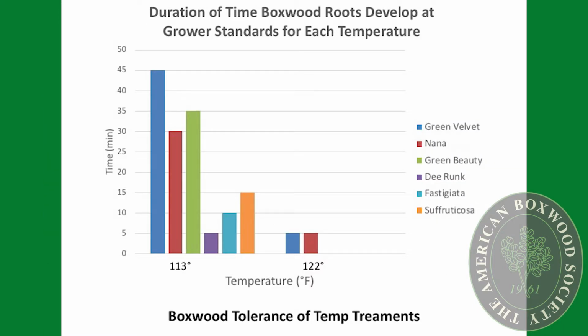Here's an example of the information comparing 113 Fahrenheit to 122 Fahrenheit, and you see more bars at the left than at the right, because at that 122 degree temperature, you really didn't get any rooting at all out of some of the plants. And you can also get a quick sense for some of the cultivars being really different from others. Your Green Velvet and the Nana and the Green Beauty are pretty tolerant. You know, you're getting reasonably good survival of those, and good rooting in particular, even at 113 degrees.